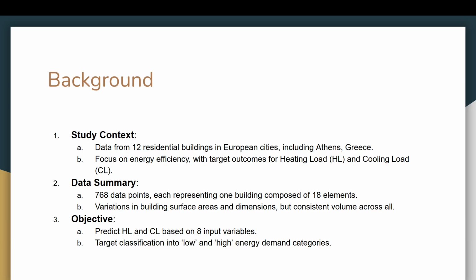All the buildings have different surface area and dimensions, but have the same volume. The input and output variables were given without normalization. The purpose is an estimation of 2 targets by using 8 variables. Both the heating load and the load for cooling were the desired variables. A categorical target variable denotes 2 classes such as low and high.